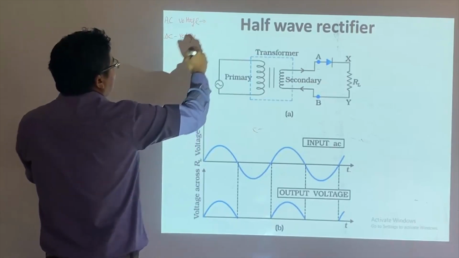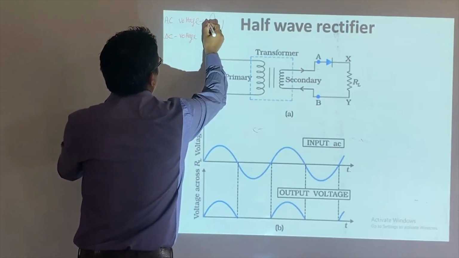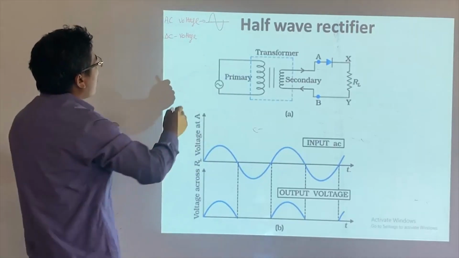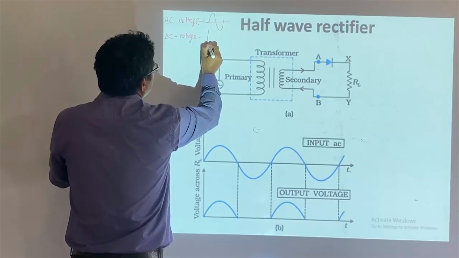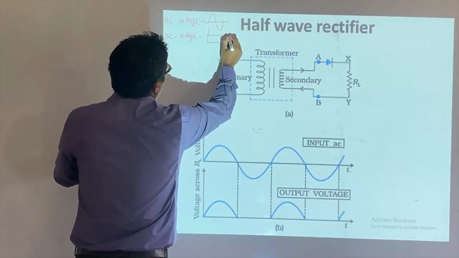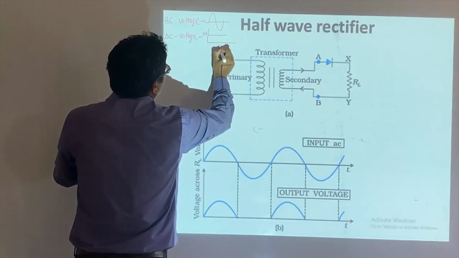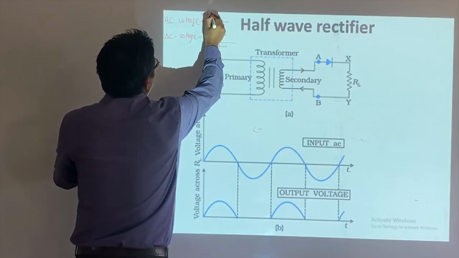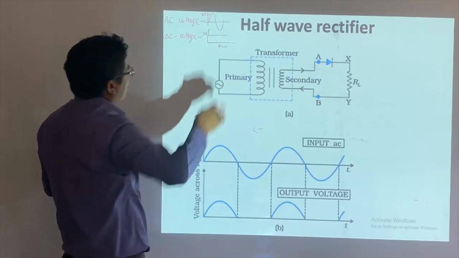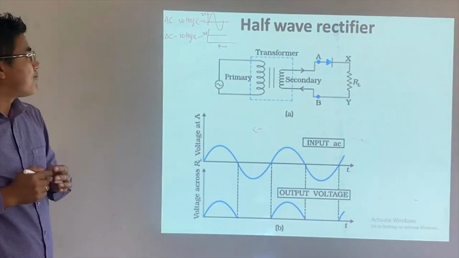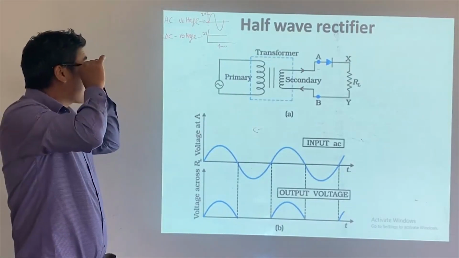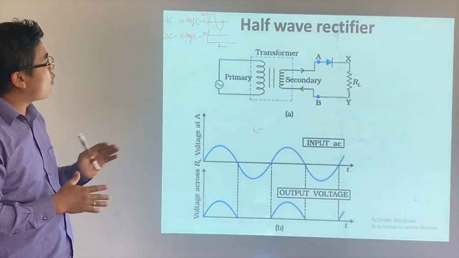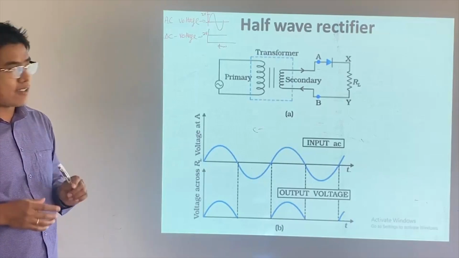AC voltage is a voltage that fluctuates. It is sinusoidal, right? When you talk about DC voltage, voltage is fixed. Let's say I have 2 volts, this is 2 volts, and this is 2 volts. If I say this is 2 volts, it means this 2 volts is not fluctuating. So now how to change AC voltage into DC voltage? This is all done by what we call rectifiers.